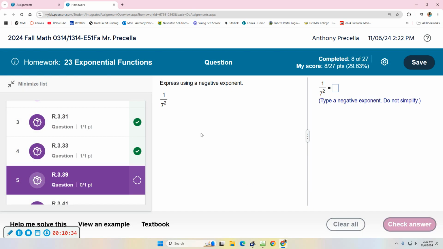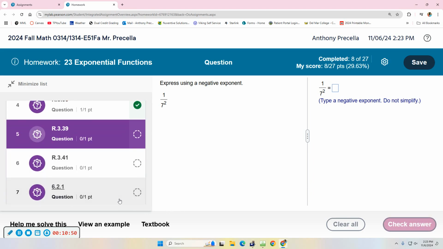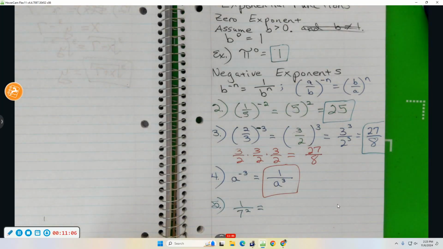Okay, now they want us to write this using a negative exponent. They've given us something that doesn't have a negative exponent, and they want us to write it with the negative exponent. So this is number 5. And I don't like that you can't see the question number right up here at the top. It used to say question 5 up at the top. Well, switch to my paper.